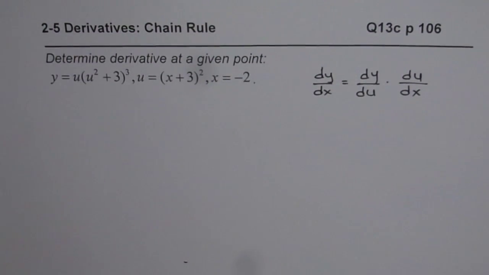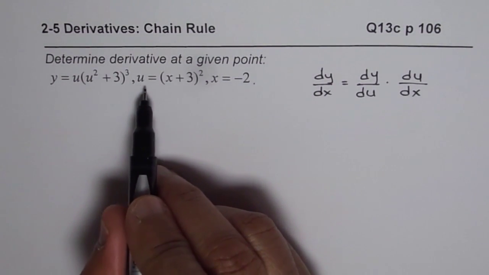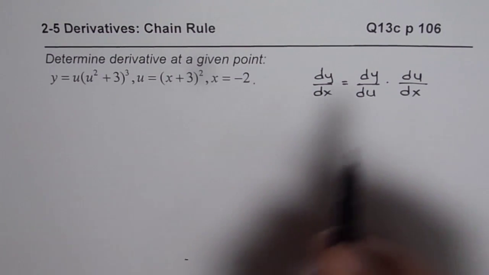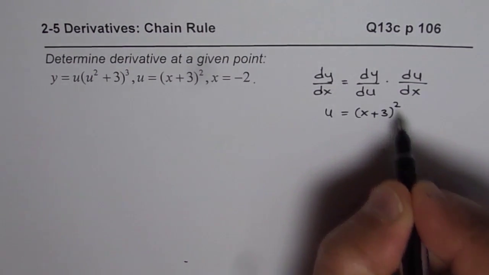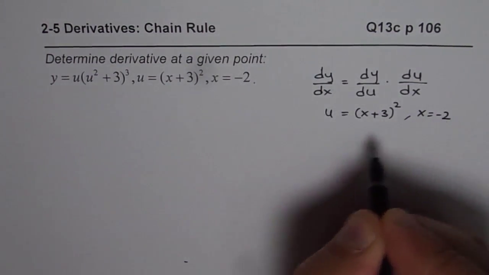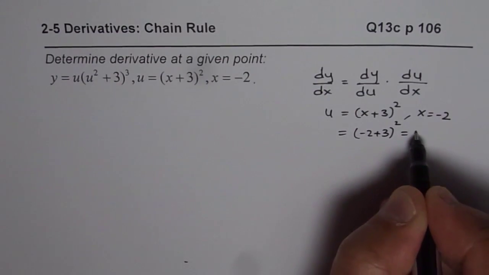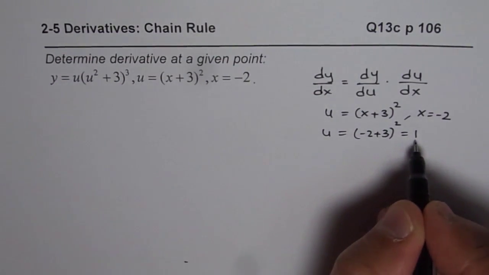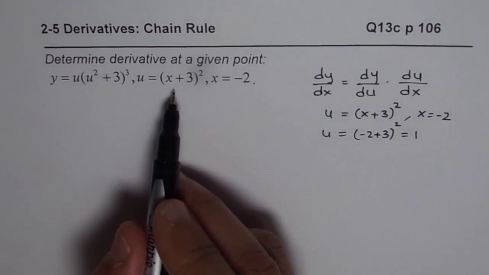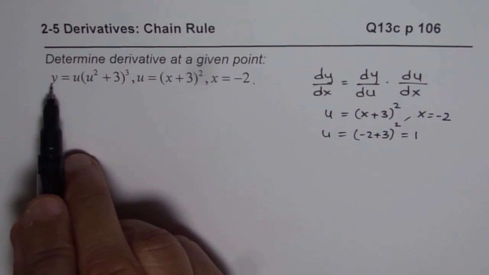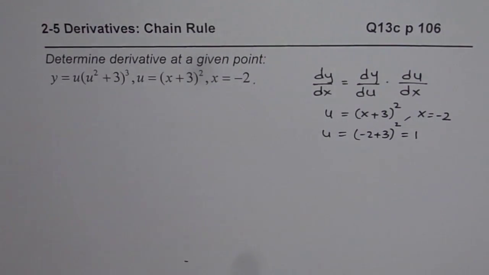Now another thing we have to look into is that we are given the value of x as minus 2. We don't know what u is, so let us also find what u is. u is equal to (x plus 3) whole square. Now x is given to us as minus 2. Let us substitute that here. So we get (minus 2 plus 3) whole square, and that is equal to 1. That means u equals 1 when x equals minus 2, right? Now using these two functions, we can find the derivative of y with respect to u and the derivative of u with respect to x. So let us do that now.